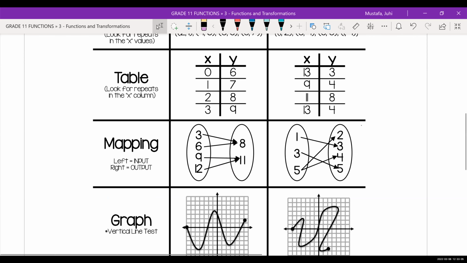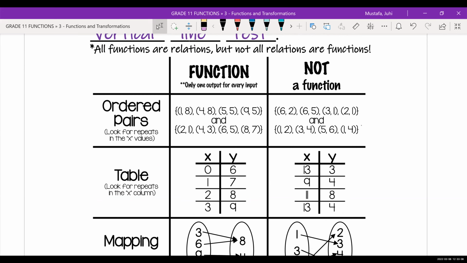Okay, so we're going to just do it in order. Let's look at ordered pairs first. Take a look at the left-hand side of the graph. That column is all functions. And the right-hand side of the chart is everything that is not a function. So for ordered pairs, you're going to look at repeating values in your X's. So in this first example, all we're looking at are our X's. So we have a 1, a 4, a 5, a 9, 2, 4, 6, 8. Everything is unique. There's no repeating numbers, and that is why this is a function.